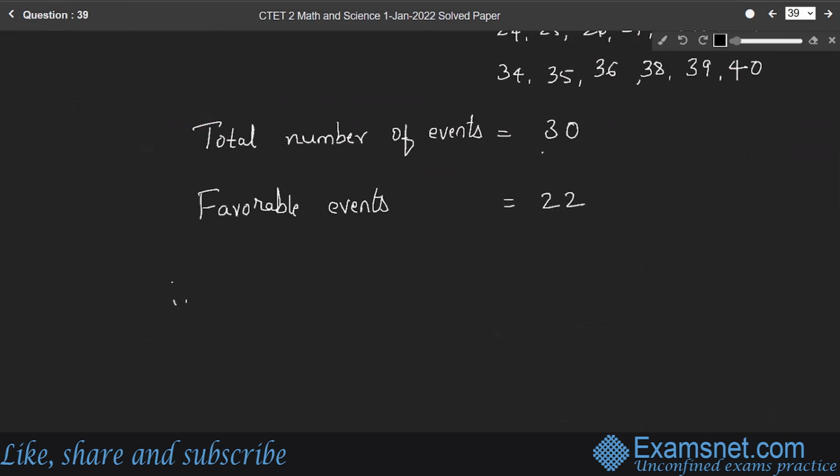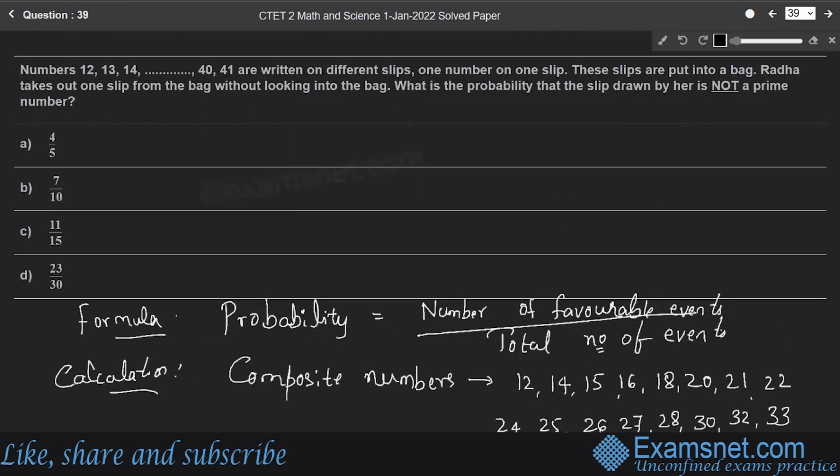Right? Therefore, probability from the formula, probability is equal to favorable events divided by total number of events is equal to 22 by 30, that is 11 by 15. So the probability of not to be a prime number is 11 by 15. Option C is the right answer.